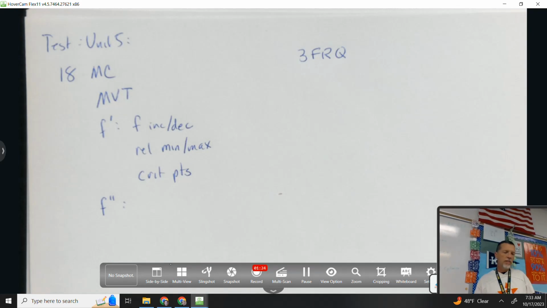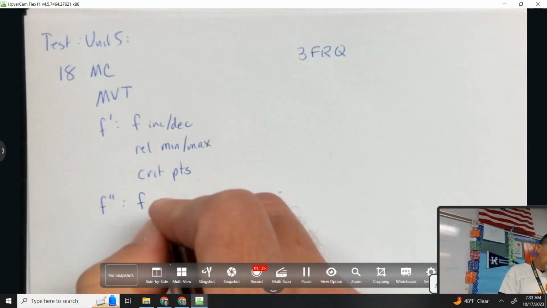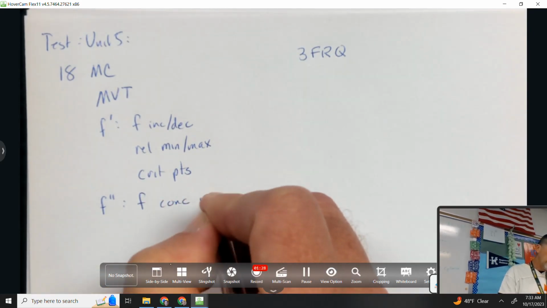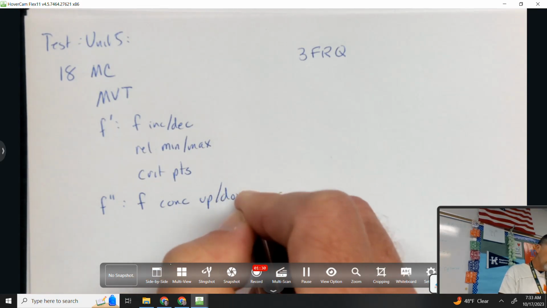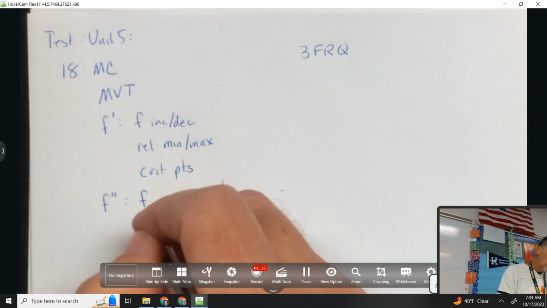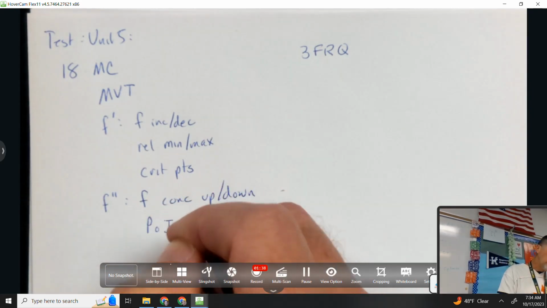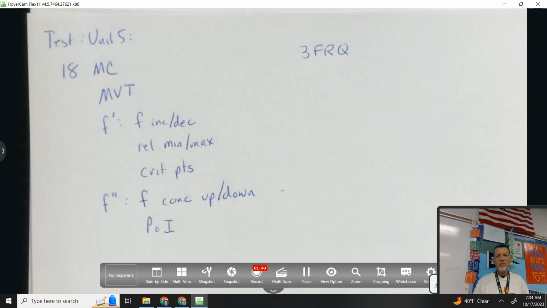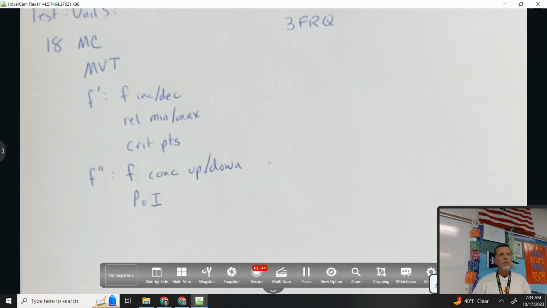Second derivative tells you where f is concave up or concave down. Points of inflection, that would be where f double prime changes signs, right, where the concavity changes. So be careful, it's where f prime is 0 or undefined, but also changes signs.